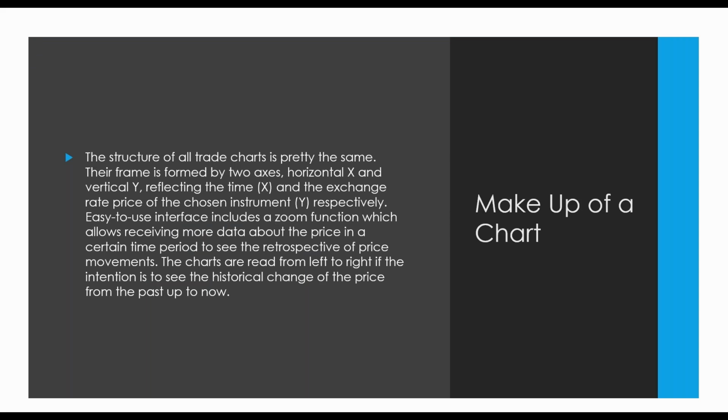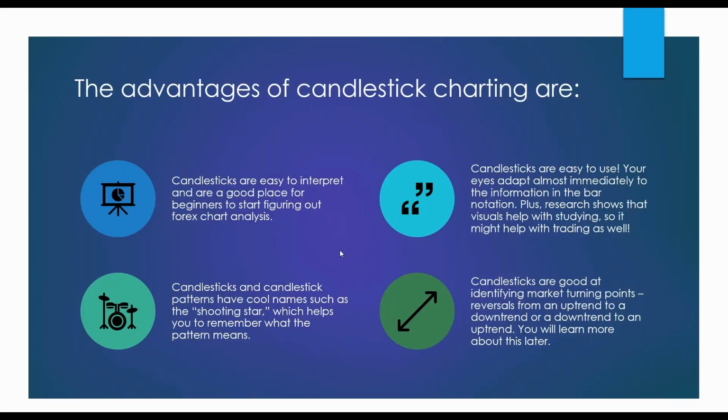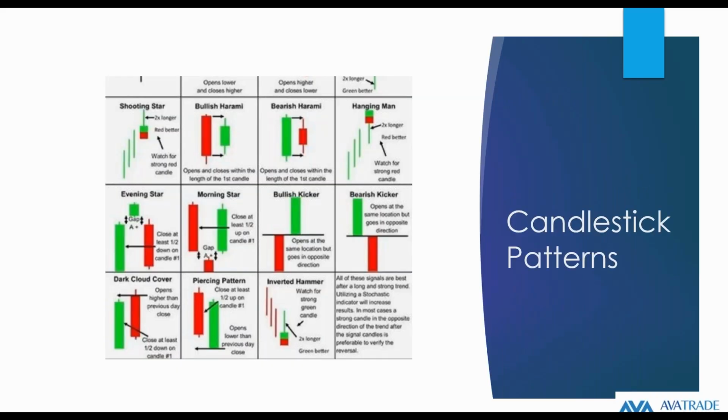So the structure of all trade charts is pretty much the same. Their frame is formed on two axes, the horizontal and the Y. Now, if you notice on your screen, I've put together some handouts for you. There are five of them. I've given you a candlestick cheat sheet. Just click the button and download it. It's free. There's no registration. There's no anything. It's going to give you the most popular candlestick patterns and explain them to you, tell you how to recognize them and see them in your trading.